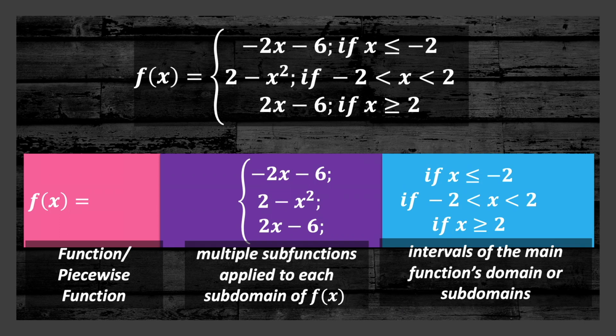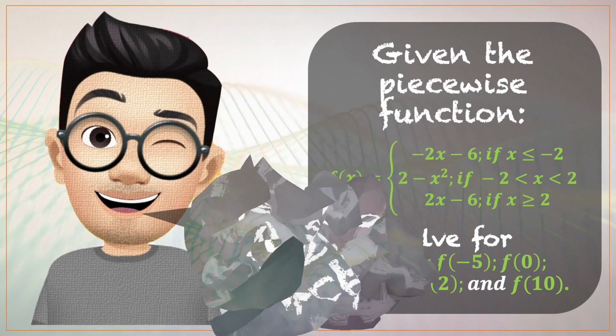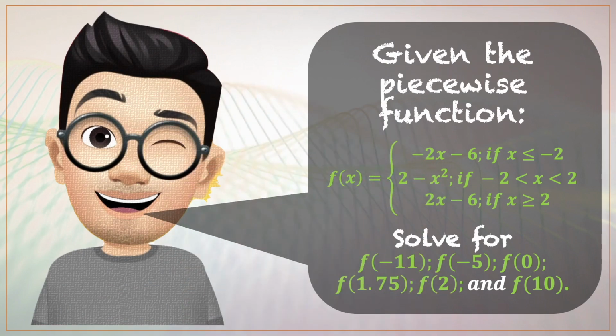Let us discover how to solve a piecewise function using the given example. We will solve for f of negative 11, f of negative 5, f of 0, f of 1 and 75/100ths, f of 2, and f of 10.